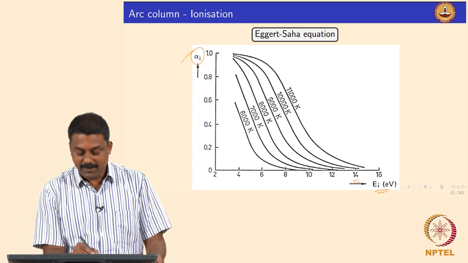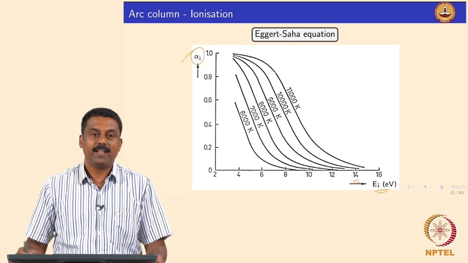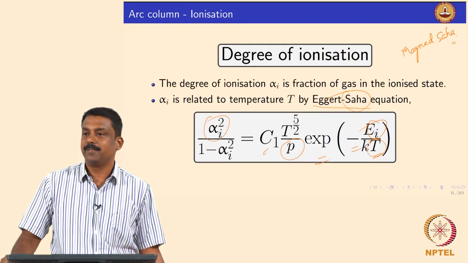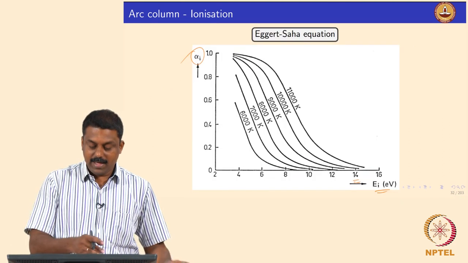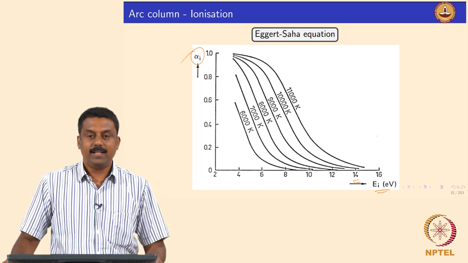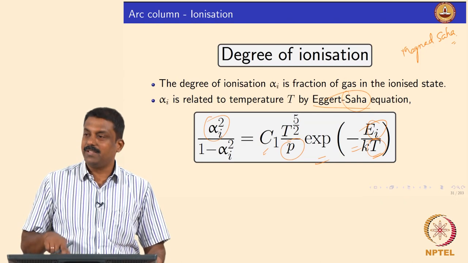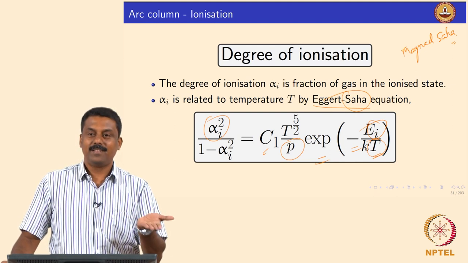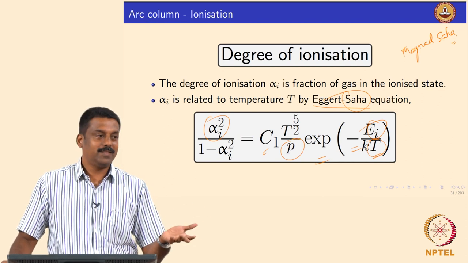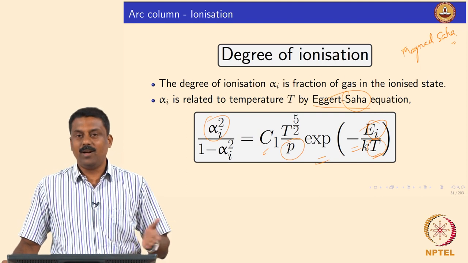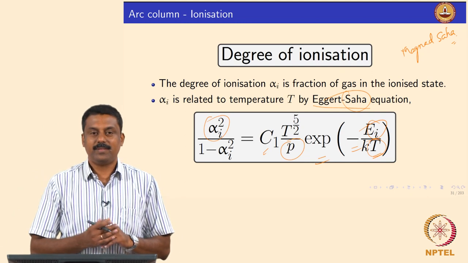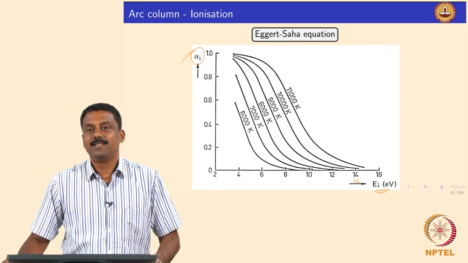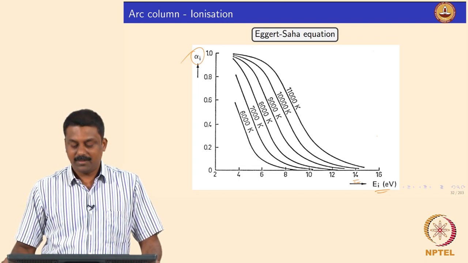The Saha equation defines the shape of this curve. It's an exponential decay, and that is what the exponent with the negative sign is doing. If you look at thermionic emission, it's a similar equation: A T squared e to the power minus work function divided by kT. There you are emitting an electron, and here also you are emitting an electron. There it is work function, here it is ionization energy. The nature of the curve is the same exponential behavior as a function of temperature. When you fit this curve, you get the Saha equation.